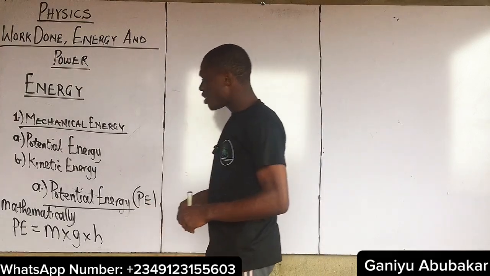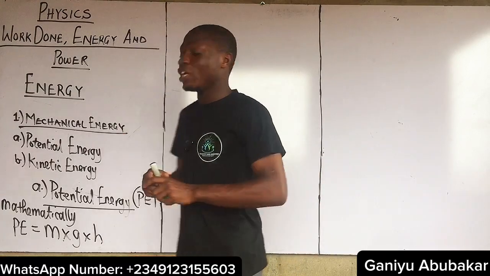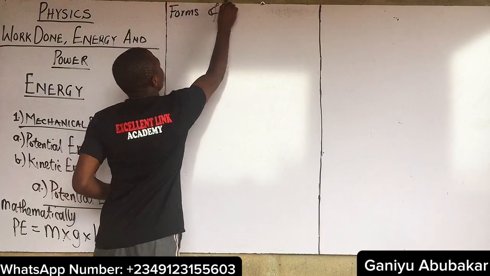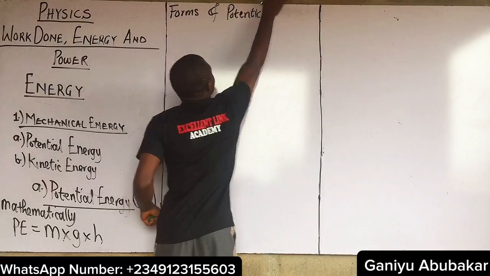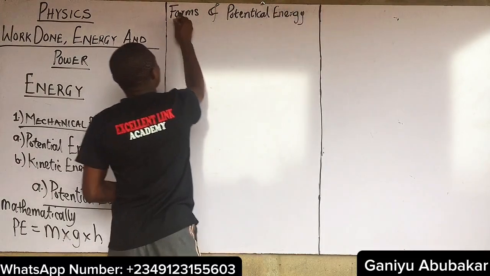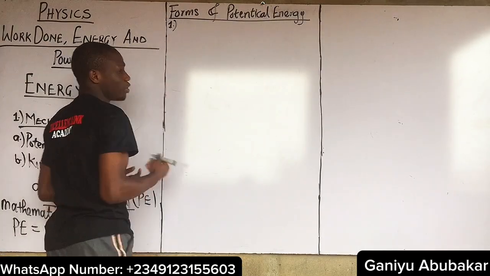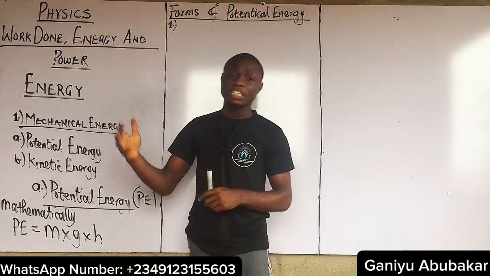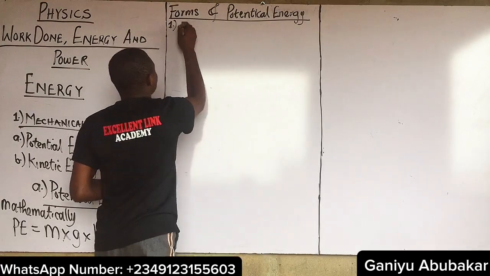All right. There are about two forms of potential energy. Let us call the forms of potential energy. The first one is called the gravitational potential energy, and the second one is called the elastic potential energy.